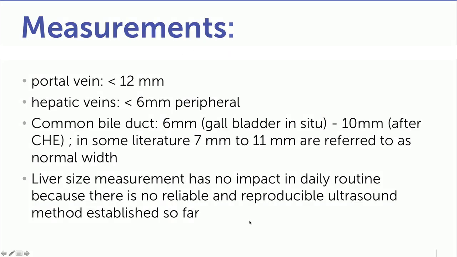Let's recapitulate the most important measurements of the liver. We have the portal vein, which should be under 12 millimeters. The hepatic veins, which should be under 6 millimeters in the periphery. The common bile duct, which could be up to 6 millimeters when the gallbladder is still in situ, and up to 10 millimeters after cholecystectomy.